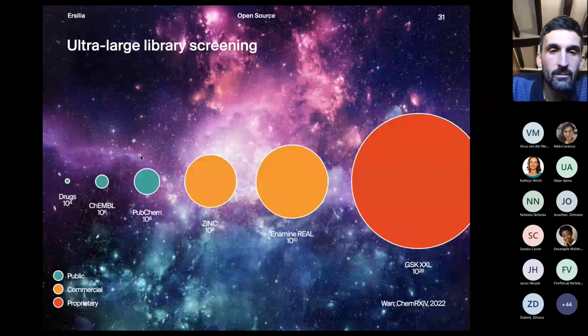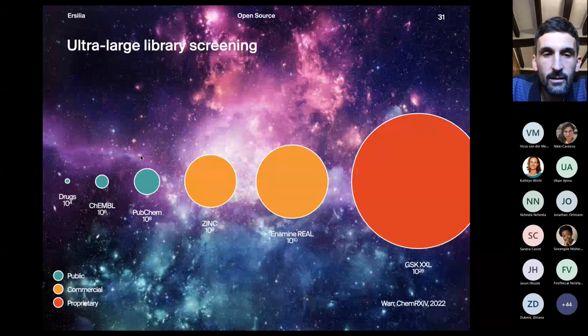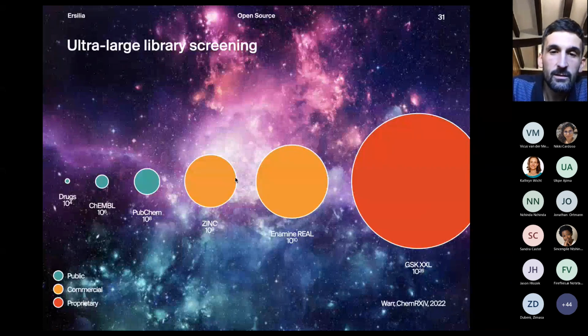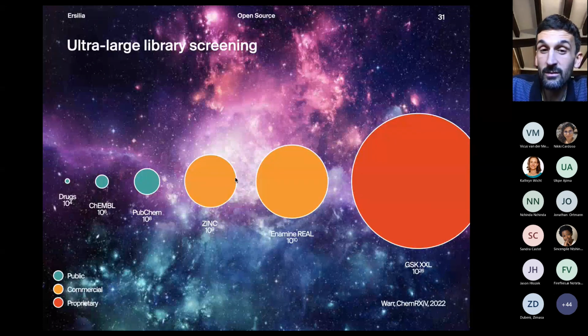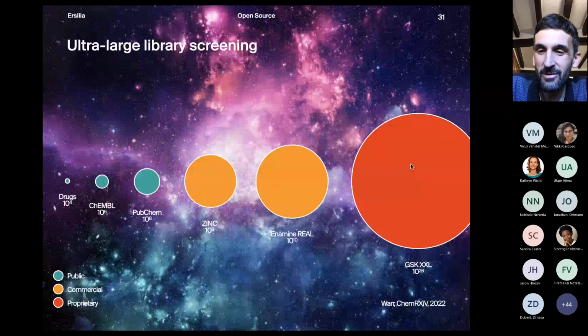Let's take PubChem as an upper bound, 10 to the 8. Then if we go to ZINC, we already have 10 to the 9 molecules available out there. And if we think about commercial libraries like Enamine REAL, we can go up to tens of billions, right? 10 to the 10. But of course, if we think about companies like GSK, I think they have the largest proprietary library available out there. It is 10 to the 26, so extremely huge libraries.